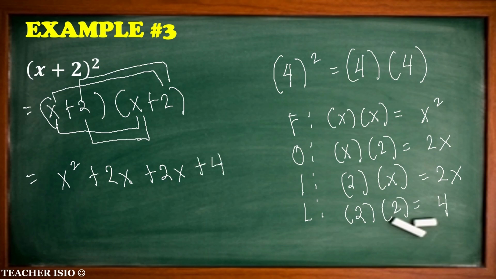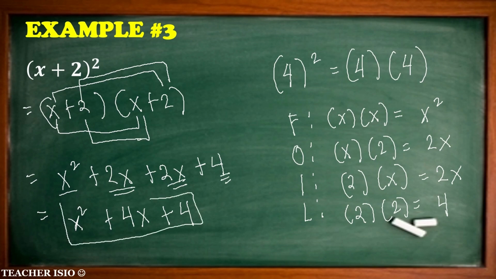Again, combine similar terms. Since si x squared walang kasimilar, just bring down. How about si 2x? May kasimilar? Yes. Another 2x. So, 2x plus 2x, we have plus 4x. Si constant term natin, just bring down plus 4. Therefore, the answer is x squared plus 4x plus 4.